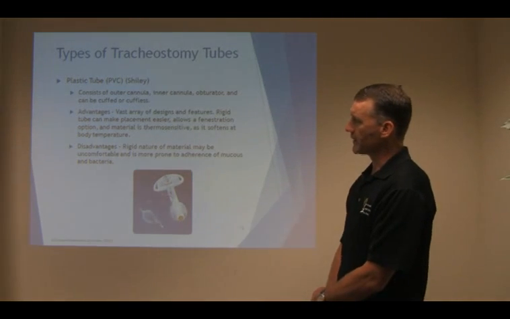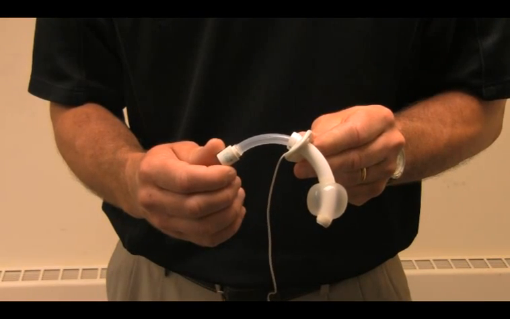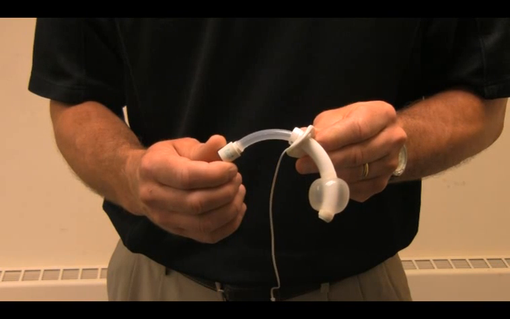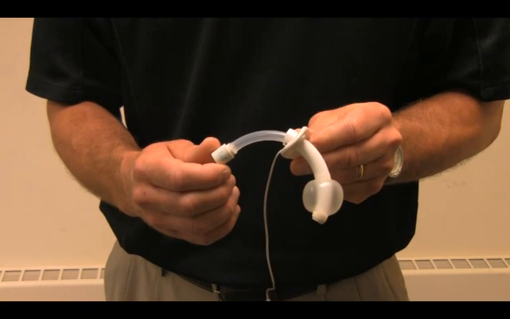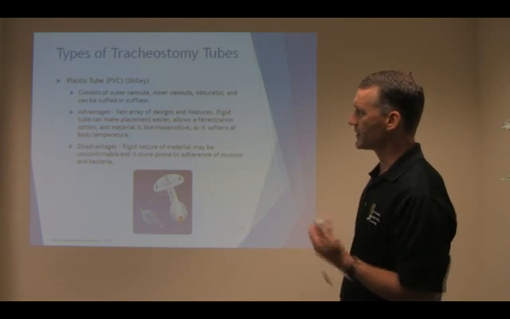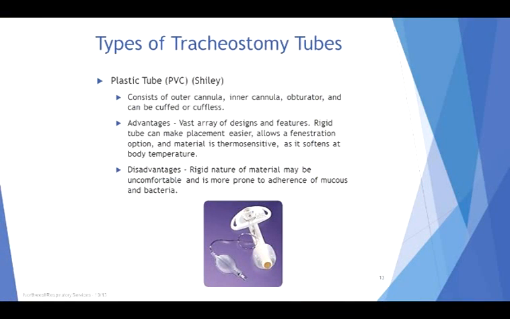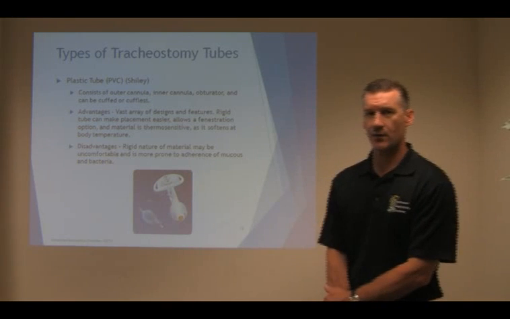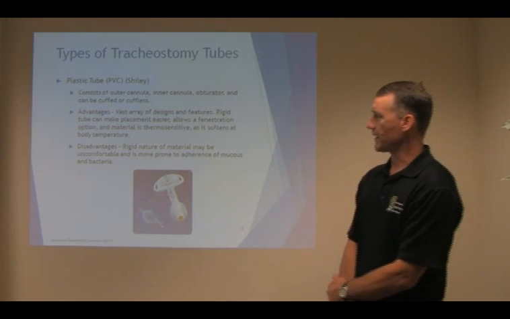The plastic tube, the Shiley. The Shiley is kind of the standard tube, I should say the most common tube, when we have somebody that has a tracheostomy. It consists of an outer cannula, an inner cannula, obturator, can be cuffed or cuffless. The advantage of the Shiley: there's a vast array of designs and features. It's a rigid tube, can make placement easier, allows a fenestration option, and the material is thermosensitive, which means that it will actually soften once it gets inside the patient's trachea.